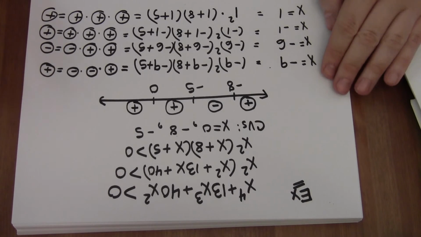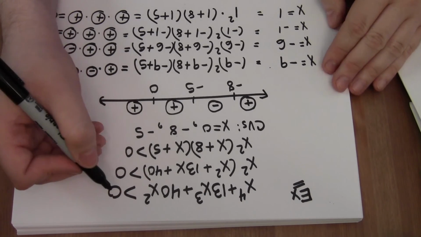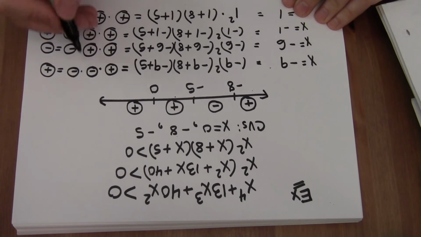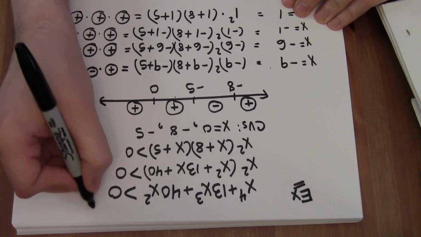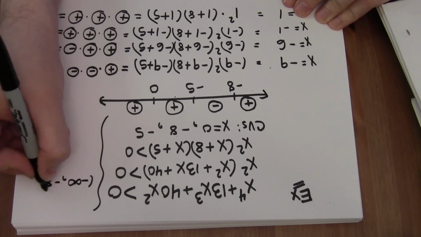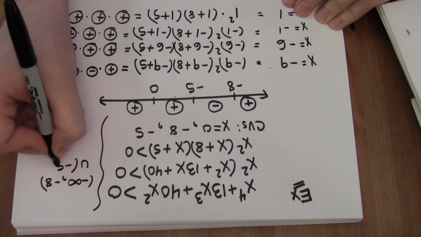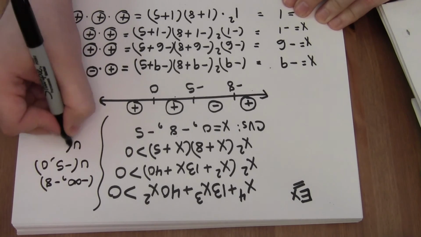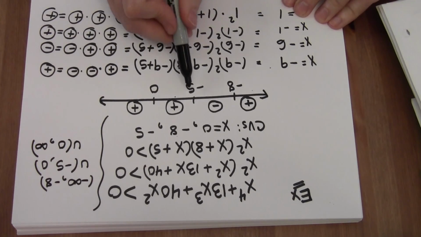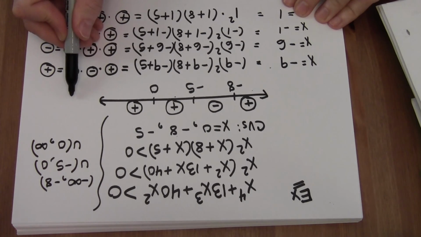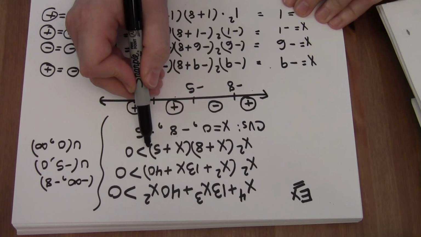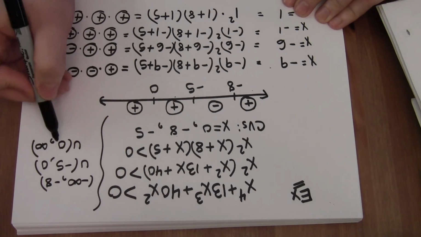To finish this off, I was looking for greater than 0, so I was looking for positive regions. I have 1, 2, 3 positive regions over here. I'm going to say that my answer is negative infinity, comma negative 8, union negative 5, comma 0, union 0, comma infinity. I don't want to make my last region just negative 5 to infinity, because when you plug in 0, you would get 0 over here, so technically 0 should be excluded.